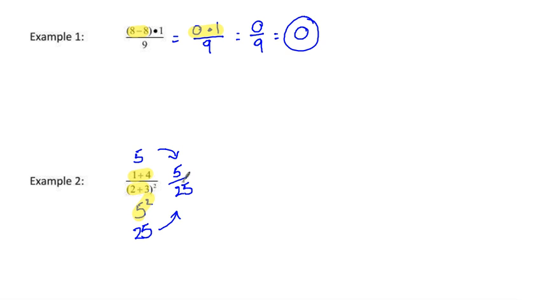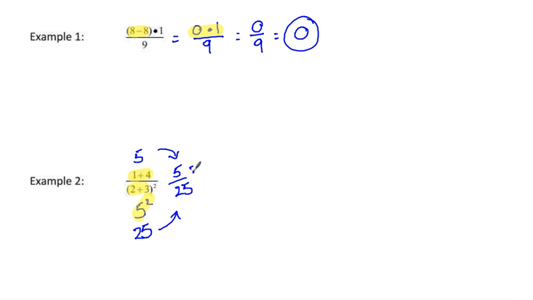Now in this case, 25 does not divide by 5 evenly, I mean, 5 cannot be divided by 25. So in this case, we need to simplify the fraction. I don't want you to turn it into a decimal, I just want you to simplify it like we've been doing with our other units.